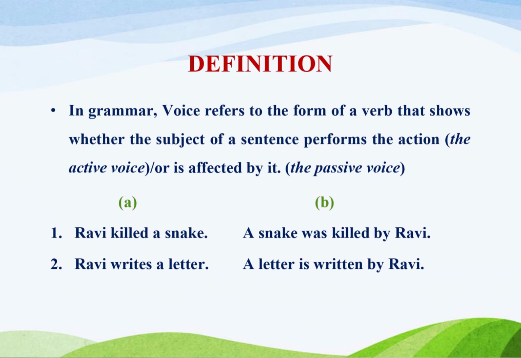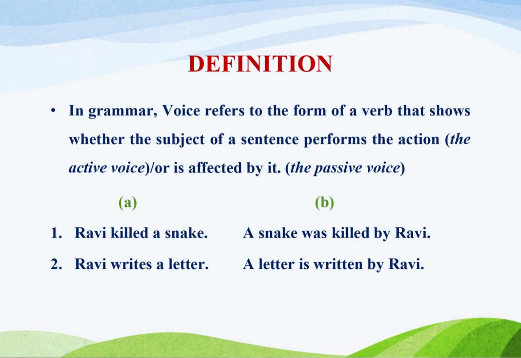The second example, Ravi writes a letter. A letter is written by Ravi. Now we see the first sentence in each pair says clearly what Ravi did. He killed a snake. He wrote a letter. Ravi is the doer of the action. He is the subject. And the two verbs killed and wrote express the action done by Ravi. These verbs are said to be in the active voice.